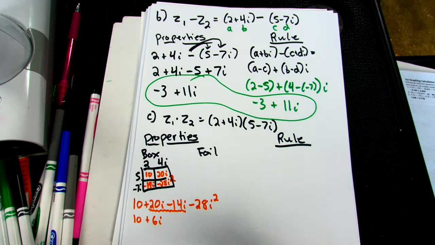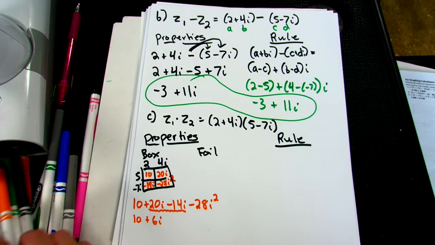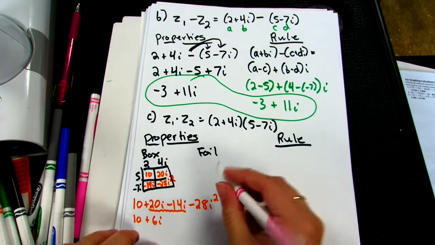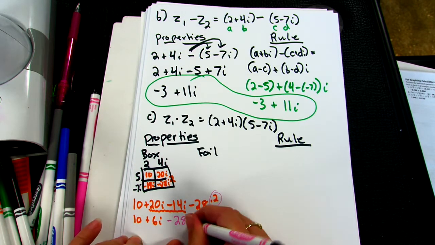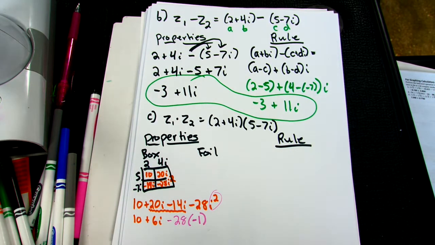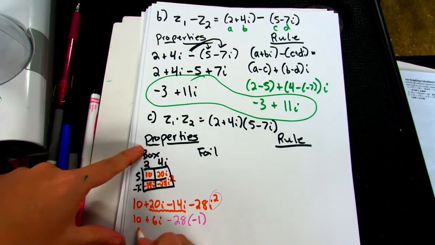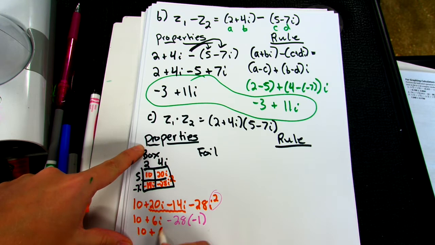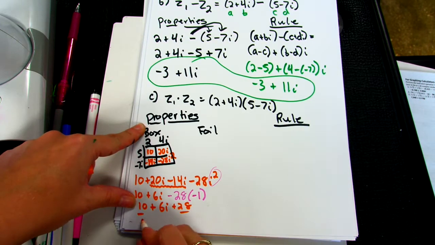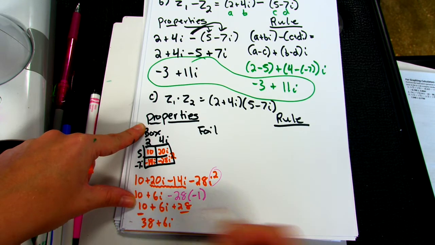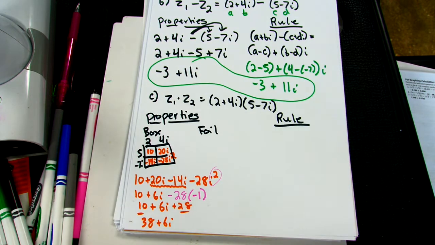Okay, and then the second thing we want to do is this i squared needs to be simplified. So now we've got minus 28, but i squared is really negative 1. So now I've got 10 plus 6i, and then negative 28 times negative 1 is positive 28. Combine like terms again, 10 and 28 is 38. So 38 plus 6i. That's the box method. FOIL method, let's go.